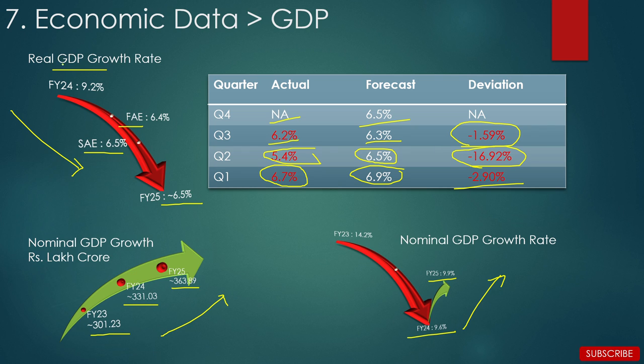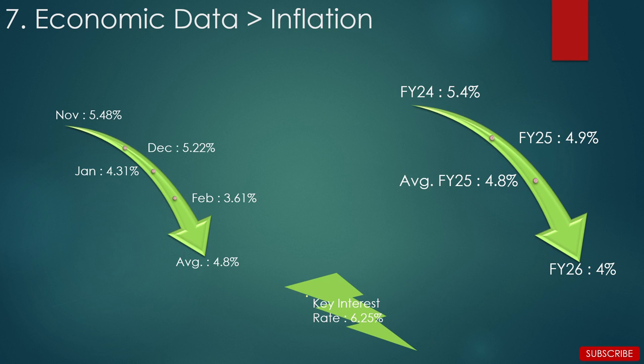So overall, real GDP growth rate is in the downtrend, whereas the nominal GDP growth rate is in the uptrend. Now let's see the inflation data. So this is the inflation data.